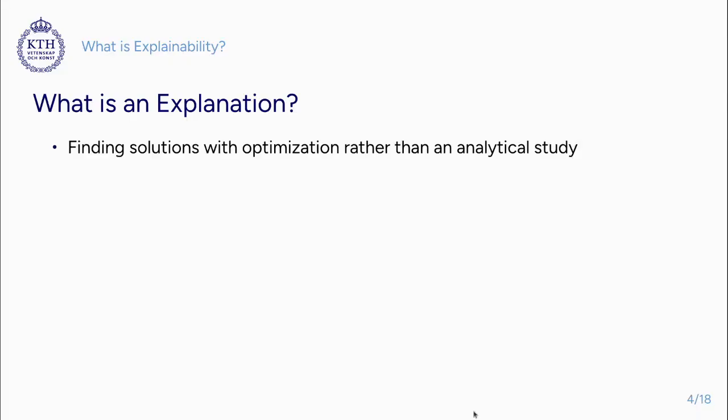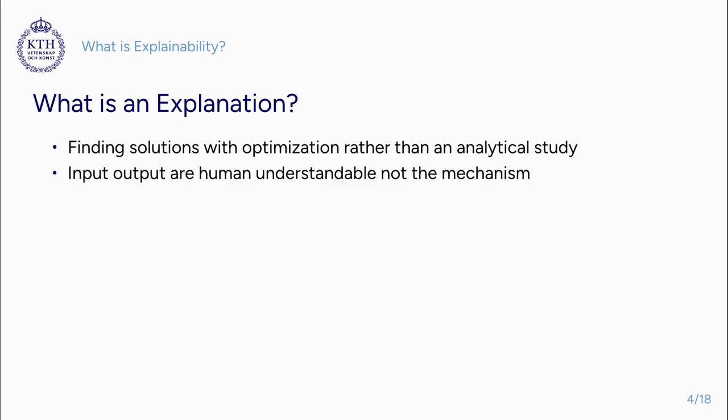What is explainability? The first thing is that unlike before the machine learning era, we find solutions with optimization these days, where we have loss functions defined for some patterns that are in a gigantic amount of data, and we find the desired functions via optimization rather than an analytical study that takes years. Because we don't find solutions with analytical study, we don't know the mechanism the function takes to get us from input to output. So both input and output are human understandable, though the mechanism, because it is found with optimization, is not necessarily human understandable.